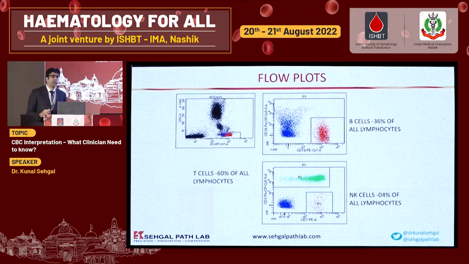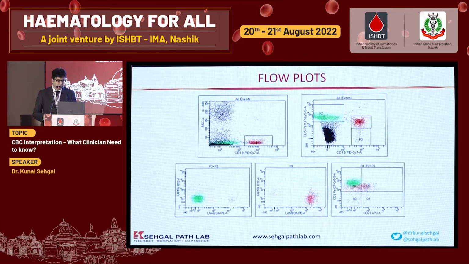So what we do in flow essentially is we get our lymphocytes based on CD45 plot and we divide it broadly first into B, T and NK cells. Of the lymphocytes, B were 36%. The T in green, CD3 positive, are here, and the NK, which are CD7 positive, CD3 negative, are only 4%, T are 60%. This is almost like a normal percentage of T, B and NK.